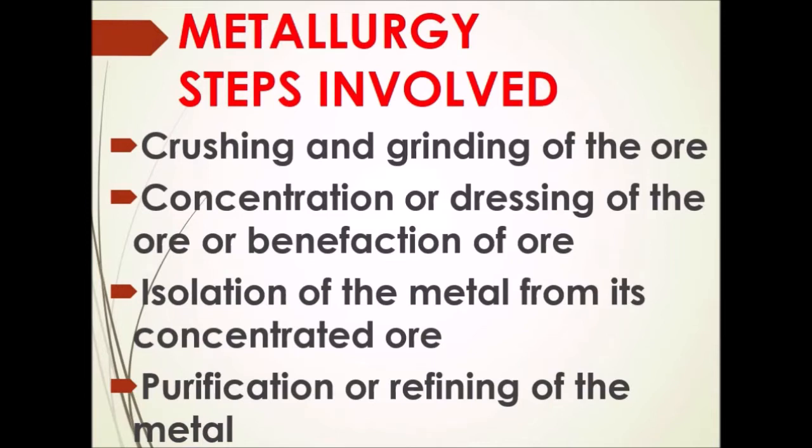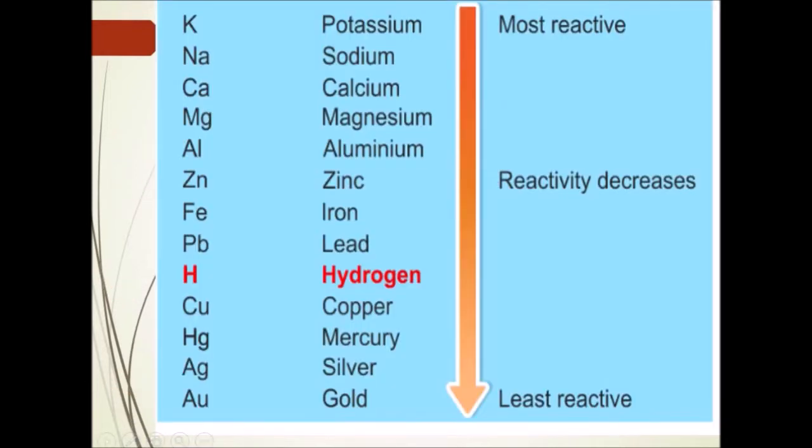Now let us move on with the next step, that is after roasting and calcination, converting the concentrated ore into its oxide form, it has to be reduced to metal, that is the metal oxide is reduced to metal. We are going to study this in this video. In order to study this reduction, we should know about the reactivity of the metals.